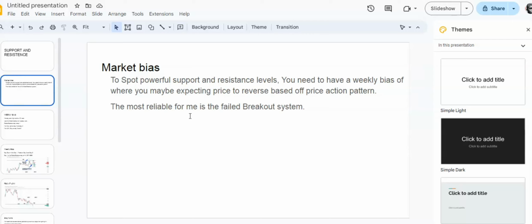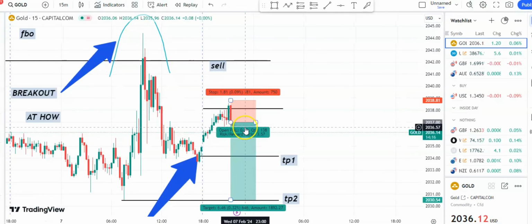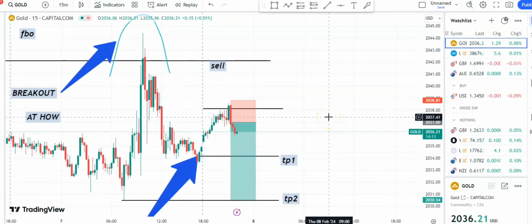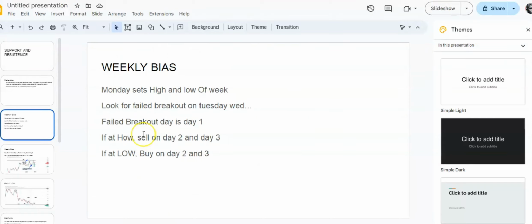The most reliable system that I use to look for powerful support and resistance is called the failed breakout system. And this is where I identify my weekly bias. Now, this is the process. Monday will always set the high and the low of the week. And from there, once you have the high and the low, I am looking for failed breakouts on Tuesday and Wednesday. And this is a trade that I have taken using this system, and we shall look at how we arrive there. But we continue.